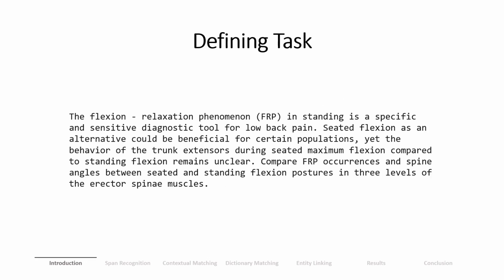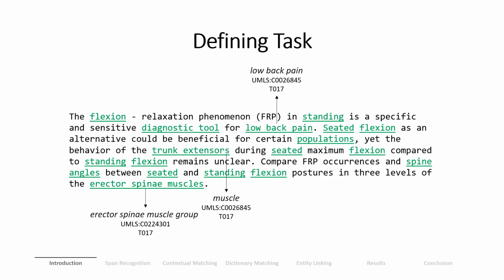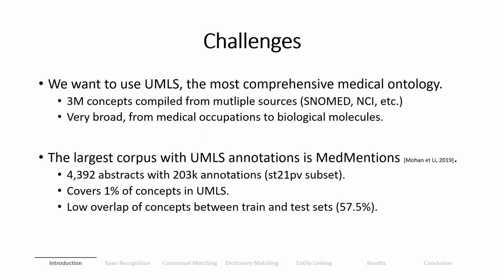So let's start by defining our task. Given an abstract such as this one, we need to first recognize relevant spans which may mention entities, and then match each span to a concept from a medical ontology. Now, this presents us with the first challenge. The medical ontology of interest to us is UMLS, which is very comprehensive, but it includes a very large number of concepts, over 3 million compiled from multiple sources.